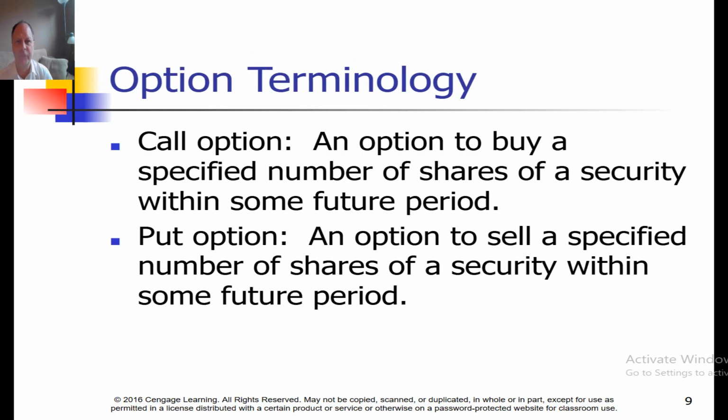Now we will start with options terminology. There are two major types of options, call options and put options. Call options are an option to buy a specified number of shares of a security for a set price within some future period. Put options are an option to sell a specified number of shares at a set price within some future time.